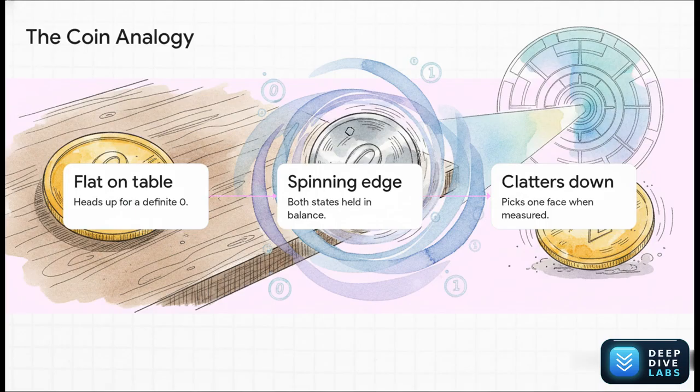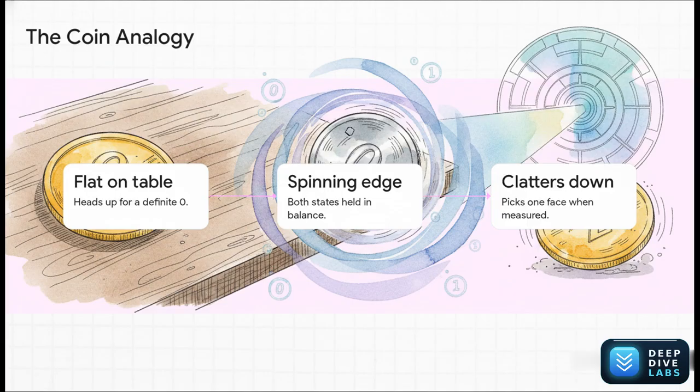Now imagine you flick it so it's spinning on its edge, just a silver blur. While it spins, it isn't heads and it isn't tails. It is genuinely both possibilities held in perfect balance. That, right there, is superposition. It's only when it finally clatters down onto the table that it picks a face.